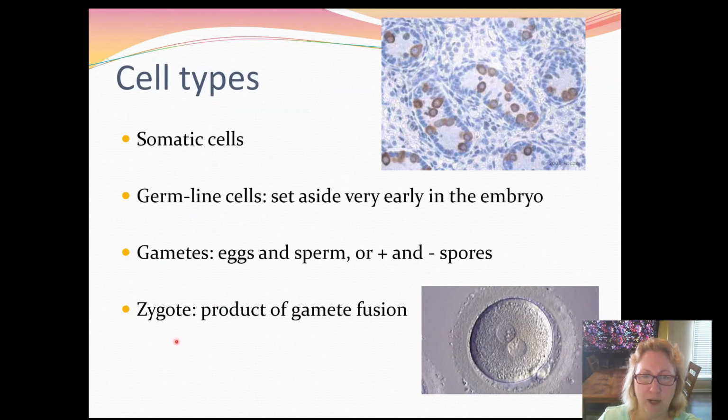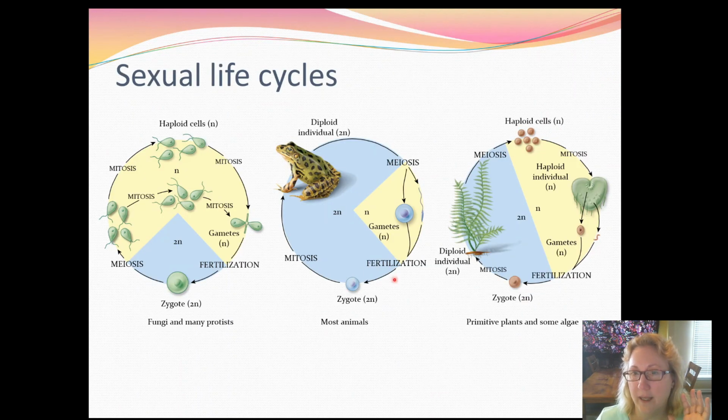And the product of gamete fusion, or syngamy, is a zygote. This is a special word that we reserve for that cell that forms from the fusion of 2 gametes. It may go on to form an embryo, like in a human or other animal. Or the zygote may go straight into meiosis and form more haploid cells, depending on the organism that we're talking about. We're most familiar with the animal life cycle because that's our life cycle.